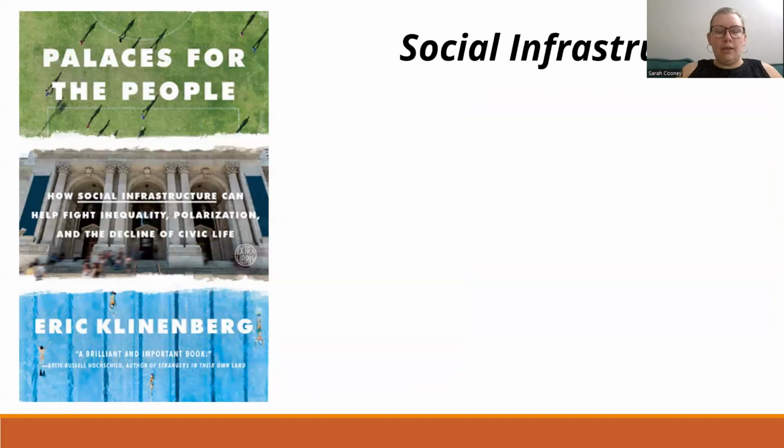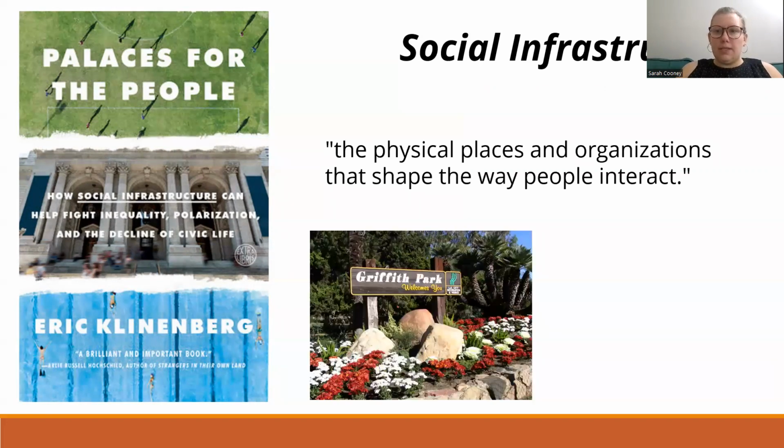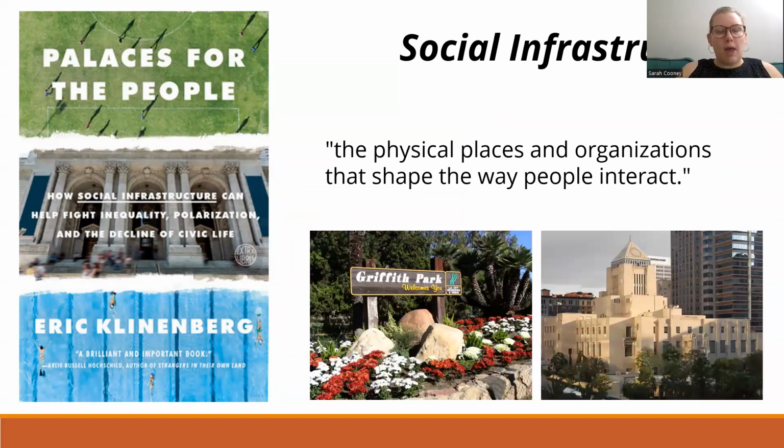And so our work is particularly strongly motivated by the work of sociologist Eric Klinenberg and his book, Palaces for the People. And he defines social infrastructure as the physical places and organizations that shape the way people interact. These are the places where people come together in a community and build the ties that allow for resilience later on. So these could be things like community parks, public libraries, schools, cafes, places of worship.